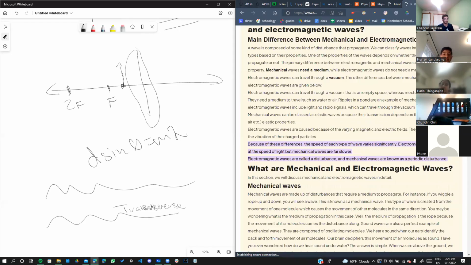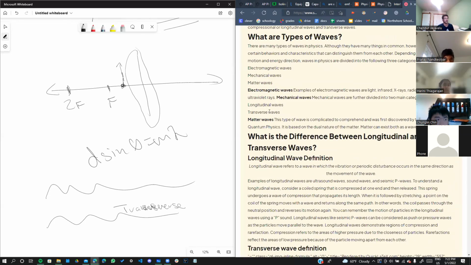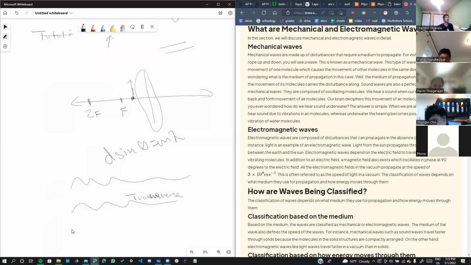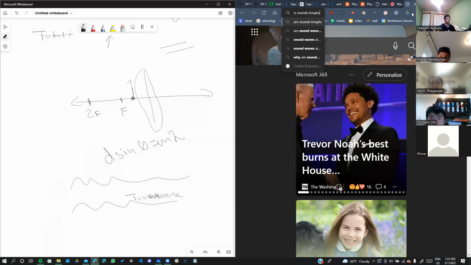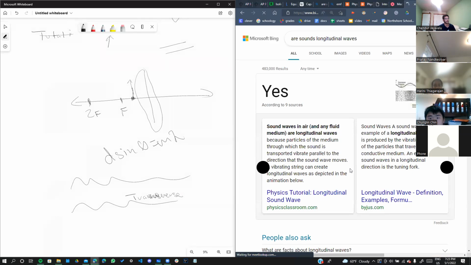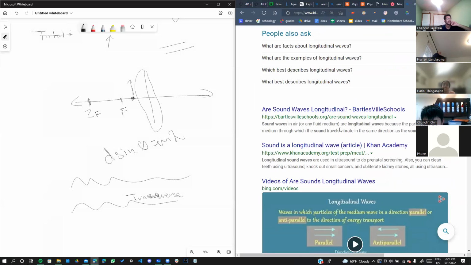Light is electromagnetic. Light is an EM wave. So it's longitudinal and then transverse. That's the difference, I guess. Electromagnetic waves are light waves and they're transverse. Sound waves are not transverse waves. I'm pretty sure they're longitudinal waves. Are sound waves longitudinal? Yes. So they move slightly differently. They have to go through a material or something.